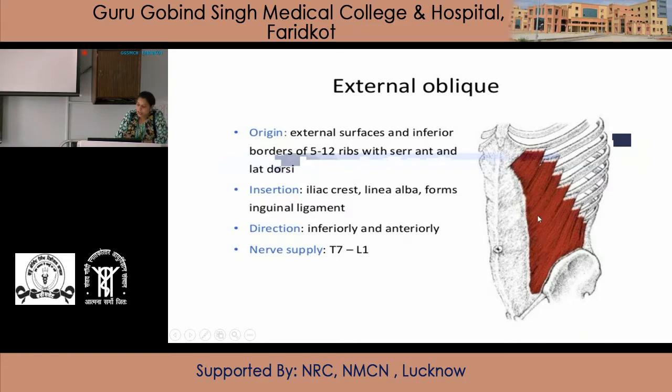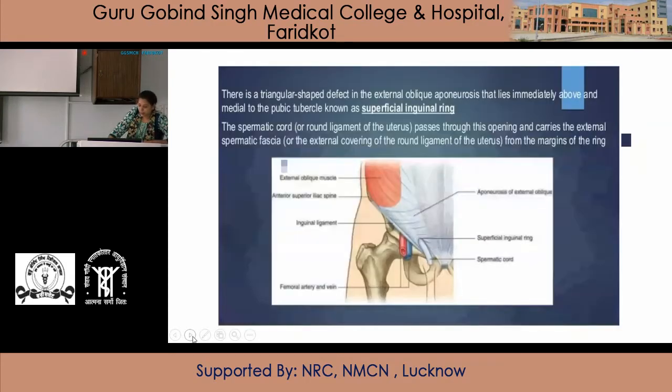The aponeurosis of the external oblique muscle is folded upon itself from the anterior superior iliac spine to the pubic tubercle to form the inguinal ligament. There is a triangular shaped gap or defect in the external oblique aponeurosis that lies immediately above and medial to the pubic tubercle, known as the superficial inguinal ring. So here is the superficial inguinal ring.